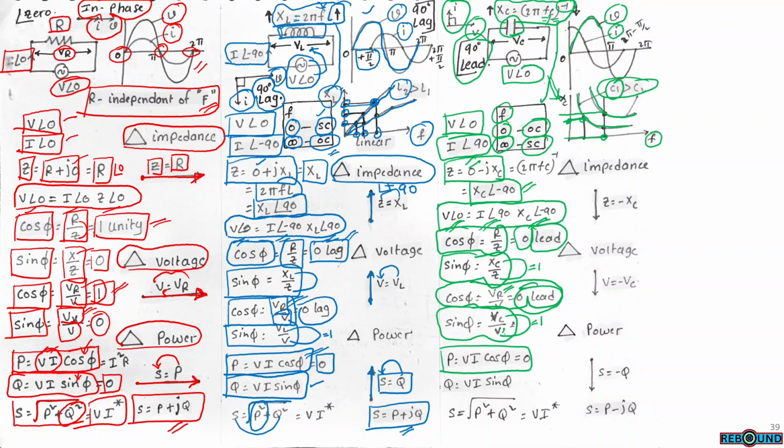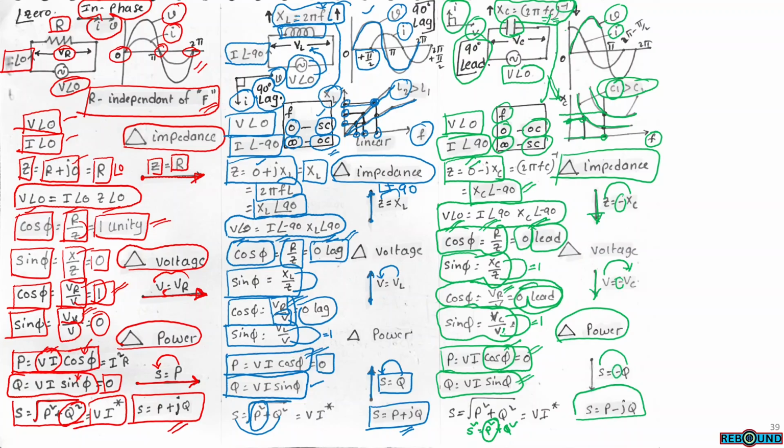P equals VI cos phi. Here the cos phi term is 0, so the total P will be 0. Q equals VI sin phi. This term will exist. So here S square equals P square plus Q square. Here the P term is 0, so S will be equal to Q. We take the impedance triangle. In the impedance triangle, XC will be equal to Z and this is capacitive impedance, so it is downward. Supply voltage will be equal to the voltage across the capacitor and this is a negative term, downwards. Total power P equals 0 and S will be equal to Q, and this is minus, as S equals P minus jQ.